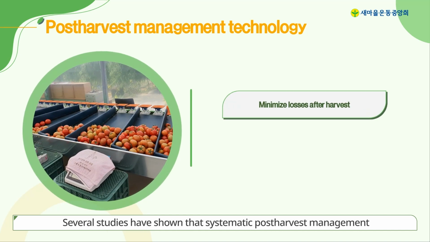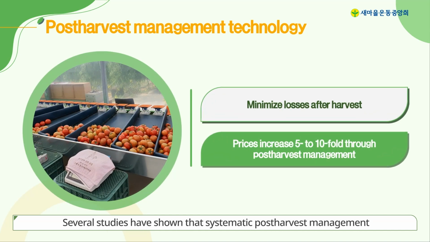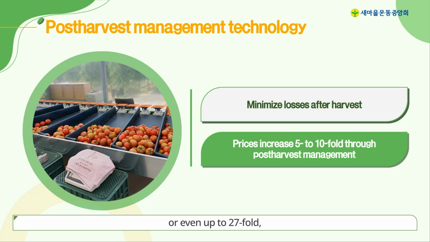Several studies have shown that systematic post-harvest management can increase the prices of agricultural products 5 to 10-fold, or even up to 27-fold, if quality is maintained and post-harvest loss rates are minimized at each distribution stage.